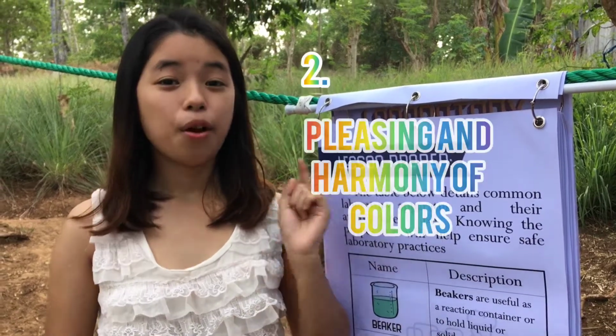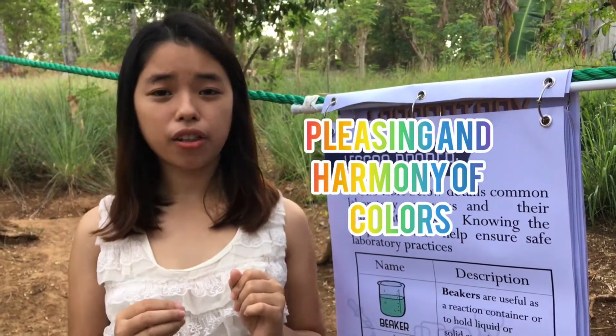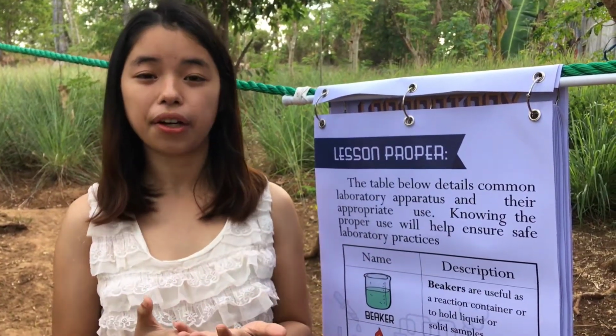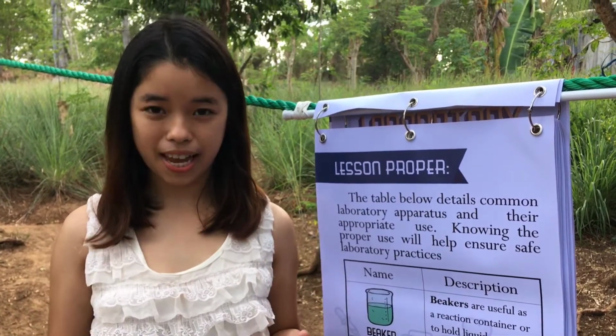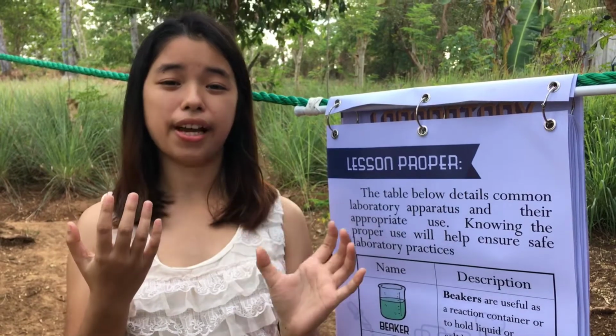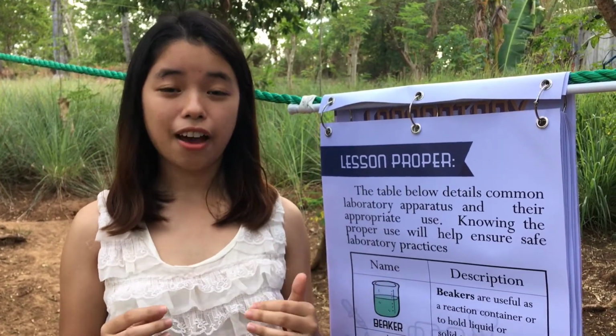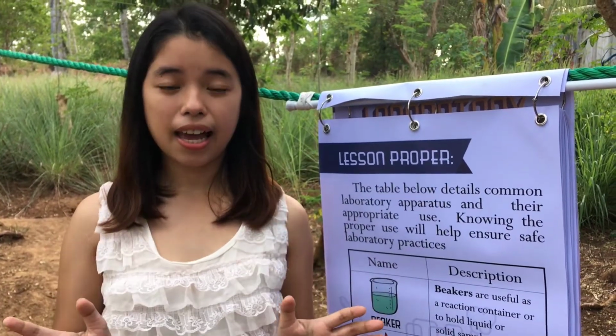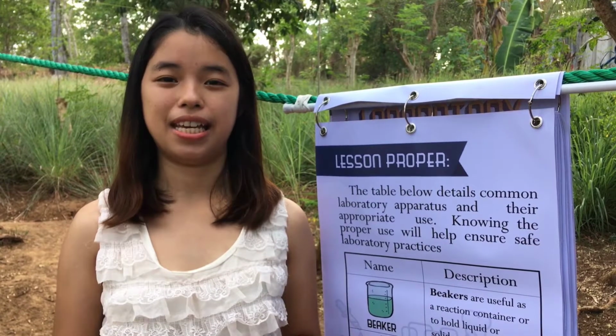Number 2, we have to make sure that the colors are complementing each other, not contrasting. We have to make sure that the colors are not so bright and not so dark. It has to be pleasing and has a harmony.